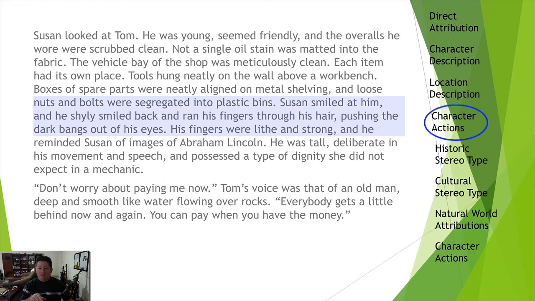There it was. So Susan smiled at him, and he shyly smiled back and ran his fingers through his hair, pushing the dark bangs out of his eyes. So he's shyly smiling. So now you've learned a little bit about Tom right there, right? He's very shy, and then pushing the bangs out of his hair kind of harkens back to he was young.